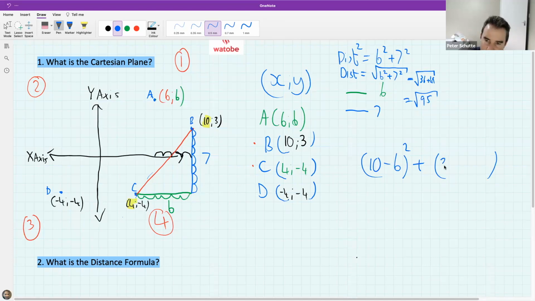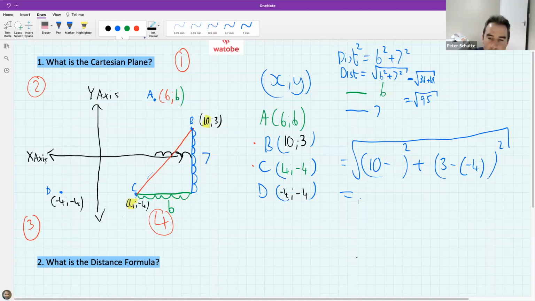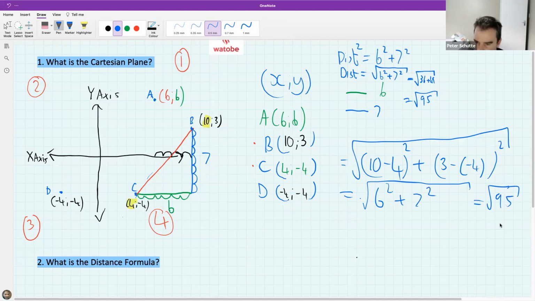It's going to be 3 minus 4. And we square that. And then we get a square root. Now, is that exactly the same as the one we got above? Well, in this case, have I made a mistake? 10 is not 10 minus 6, it's 10 minus 4. And 3 minus 4, yeah. So then that makes this one 6 squared plus 7 squared, which gives us the same answer.